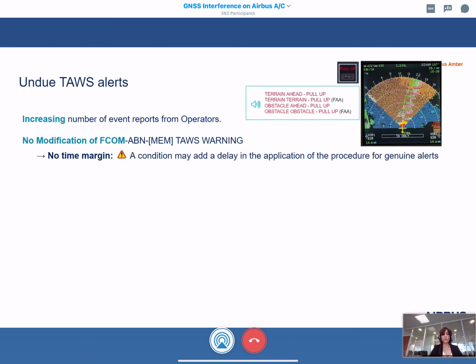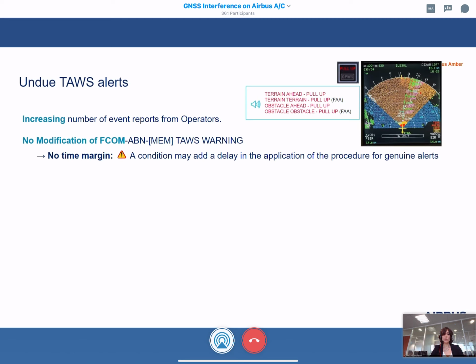This being said, we cannot deny the existence of a real operational problem and the need to support airlines in the challenging context of an increasing number of undue TAWS alerts that are mainly linked to GNSS RFI, given the geopolitical context. Several operators are asking us for guidelines on undue TAWS.